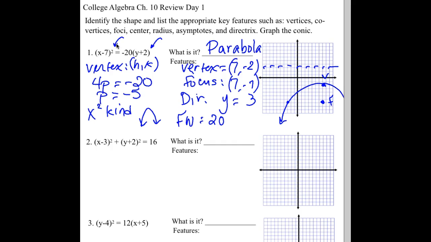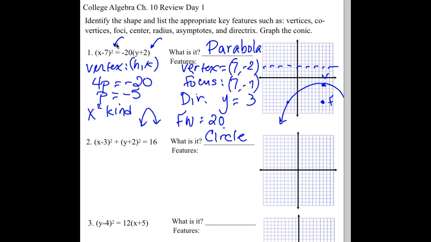All right, take a look at the second one. We are given (x minus 3) squared plus (y plus 2) squared equaling 16. Looking at its features, we have an x squared plus a y squared equaling, in this case, a constant 16. That would be our radius squared. So this is a circle.